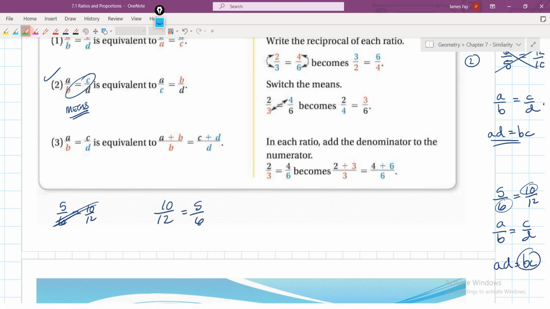Now if I write it that way, look at what my means are. They're the 12 and the 5, which over here would have been the extremes. Well, if I interchange those, I get 10/5 equals 12/6, and that's a true proportion. I still get 60 and 60. So you can, by all means, interchange the extremes as well, but it's ultimately kind of redundant to say that in a theorem or in a property.